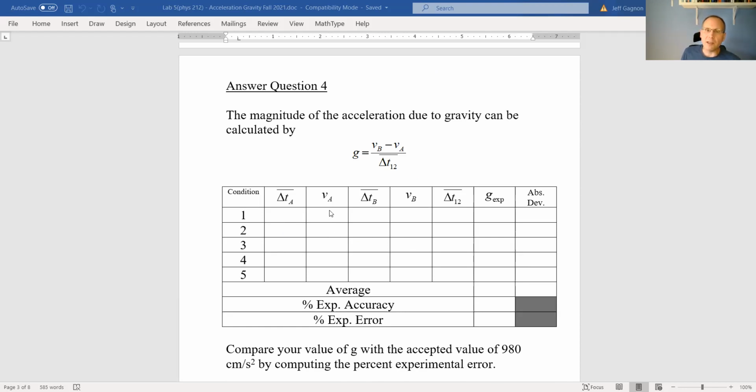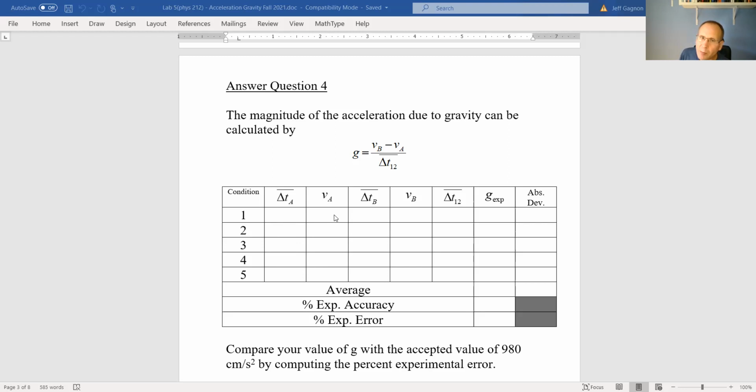Now, there's a way to check these, right? Remember, photogate A is not moving. So these velocities should be pretty much the same. As long as your delta TAs are pretty much the same, you're going to find your velocities are pretty much the same. It depends on exactly how you do it, but you're going to find they're going to be around 180 centimeters per second, ish. So around 180.